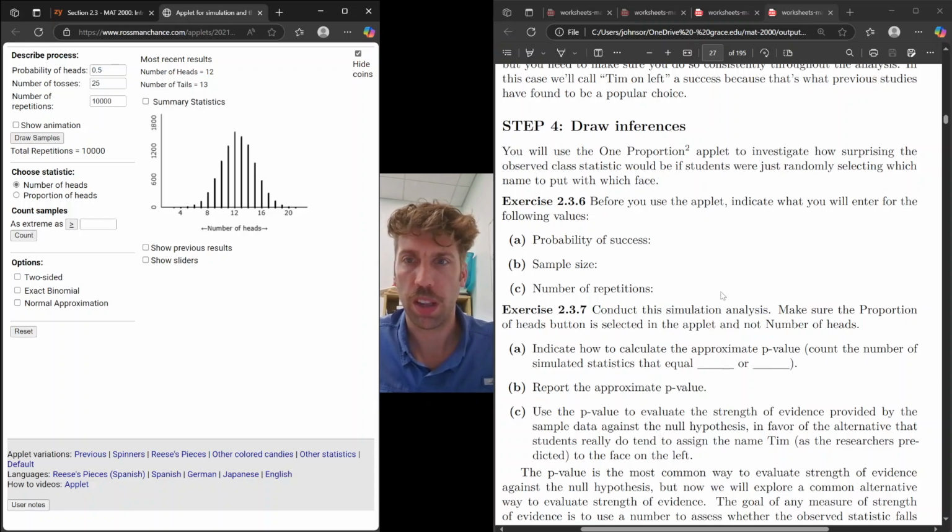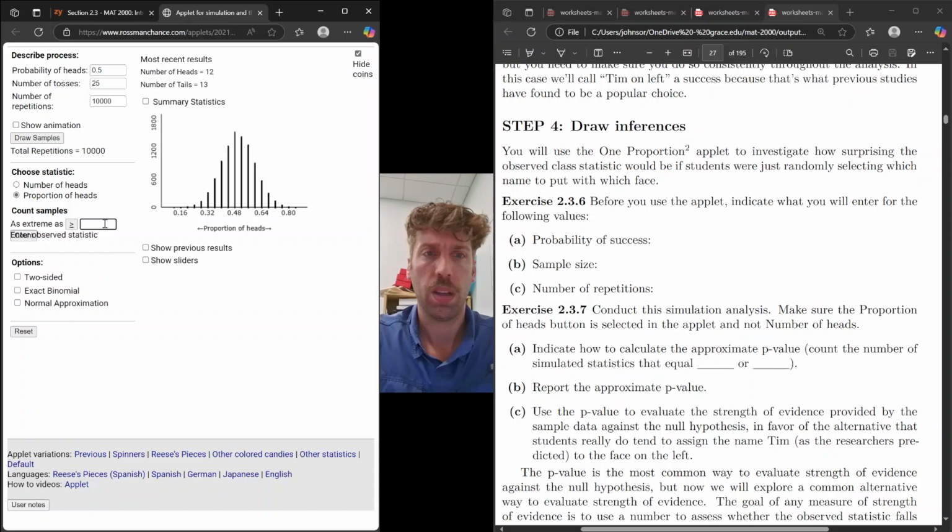Conduct the simulation analysis. Make sure the proportion of heads button is selected in the applet, and not number of heads. So proportion of heads, and then as extreme as. I'm going to assume that in the class that I'm working with, there was 18 out of 25, which would be 0.72.